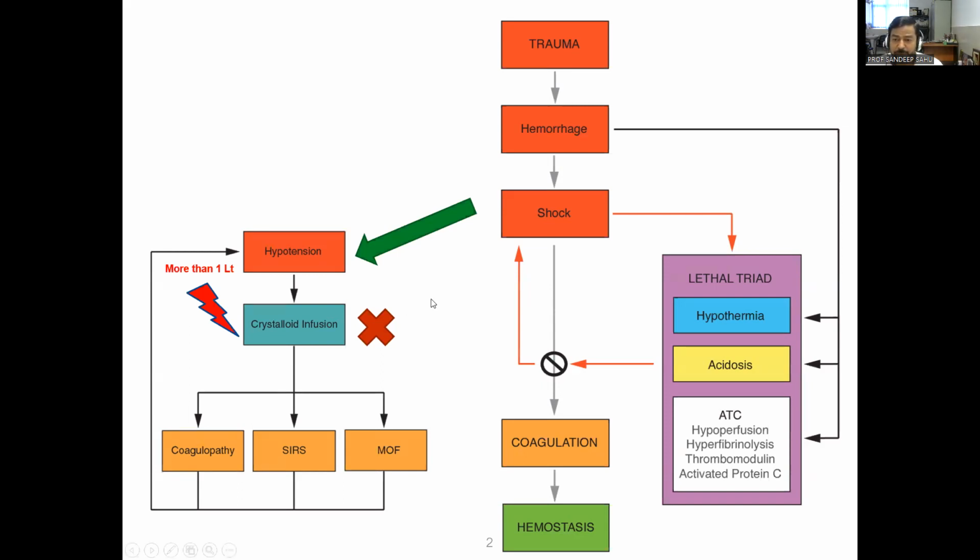This is one of the adverse management practices that people usually do in clinical practice, because it is part of the lethal triad. If you give excessive fluid, it will lead to hypothermia. A patient in shock already has metabolic acidosis and hypoperfusion, and the hyperfibrinolysis, thrombomodulin, and disbalance of the coagulation system lead to acute trauma coagulopathy. This lethal triad is responsible for early or late onset death in any trauma or shock patient because of hemorrhage.